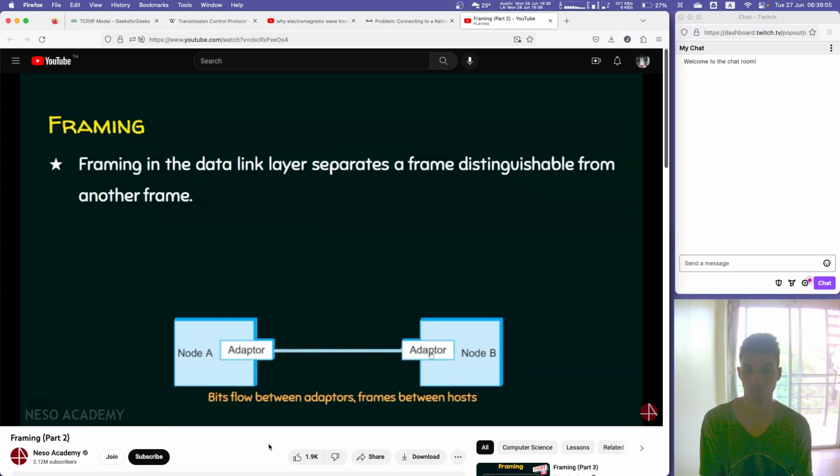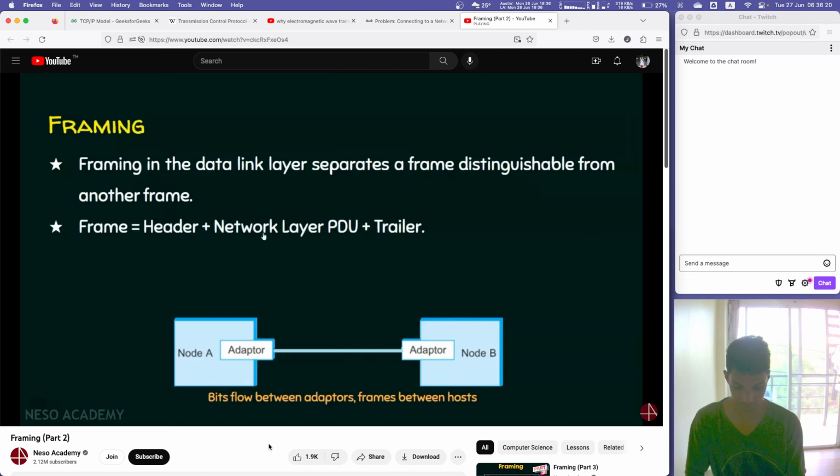zeros and ones. It becomes the responsibility of the receiver node to exactly construct the frame as like it was sent. So framing in the data link layer separates a frame distinguishable from another frame. And we know that frame means it is the network layer PDU that is additionally added with the header and the trailer of the data link layer.